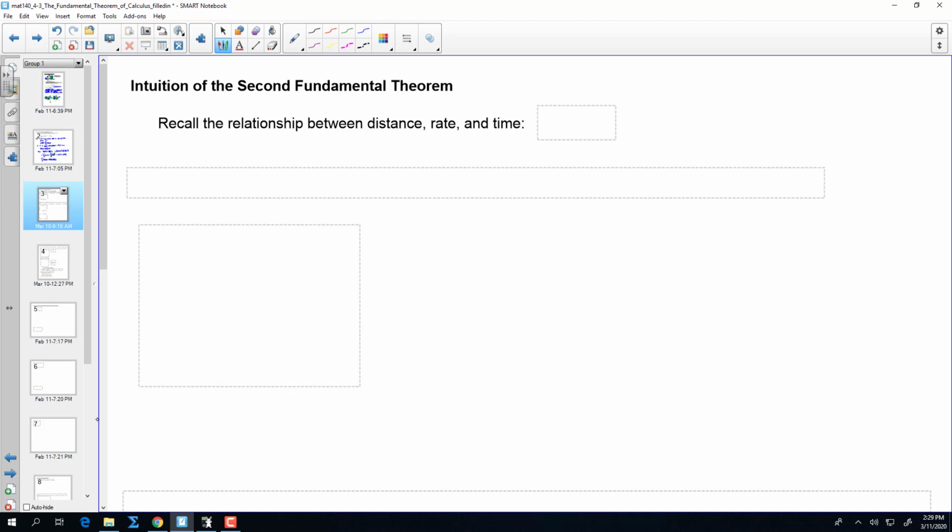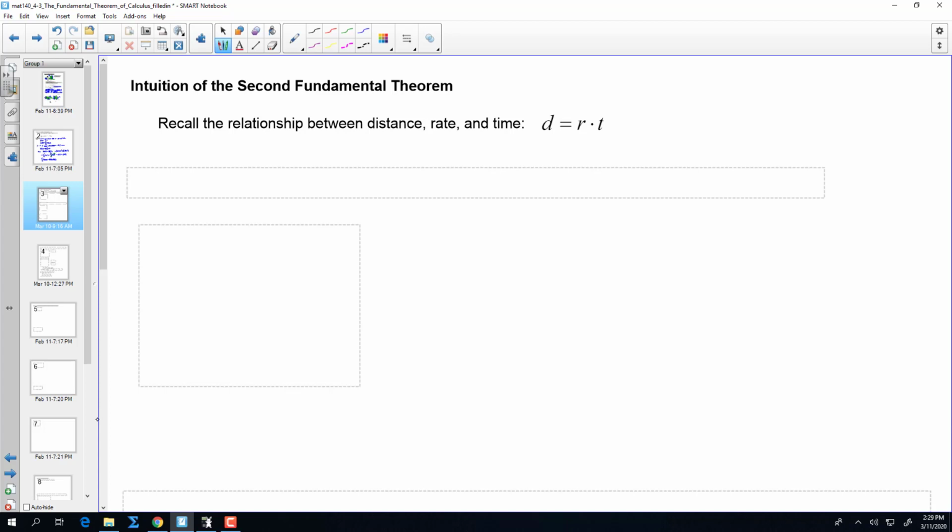Most everyone knows this formula pretty well. It's that distance is equal to rate times time. And I'm going to use that as my basis for your understanding of this fundamental theorem of calculus. Okay?